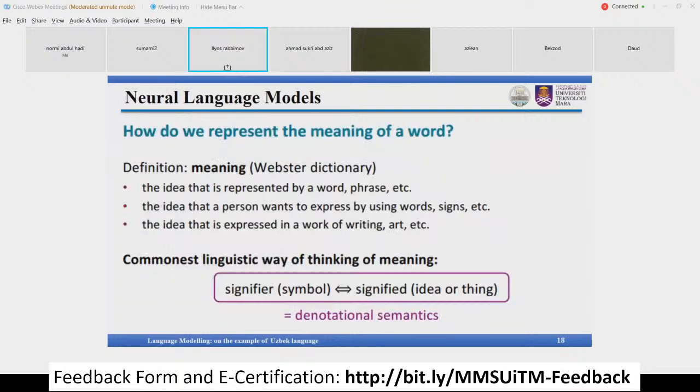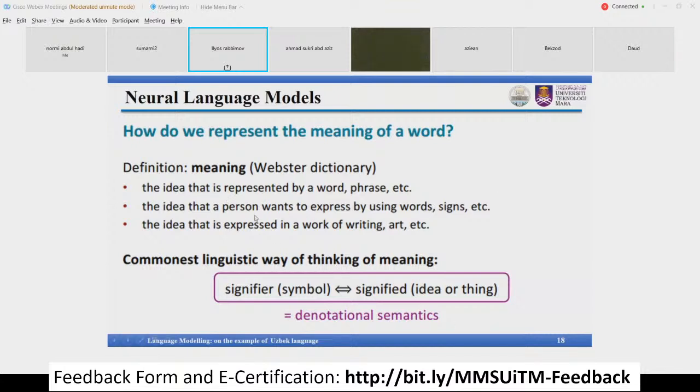The next type of language model is the neural language model. This language model is very popular in NLP. How do we represent the meaning of words? Meaning is the idea that is represented by a word or phrase. The idea that a person wants to express by using words, signs, etc. The idea that is expressed in a work of writing, art, etc.